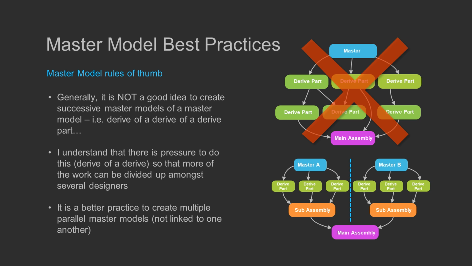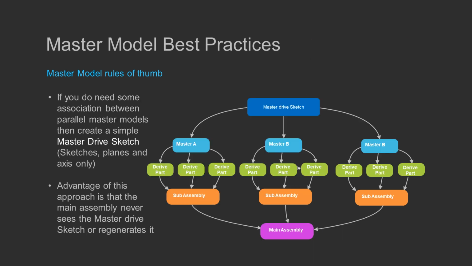But I would suggest that instead of creating a master of a master, that you break it apart into parallel masters that don't have any association with each other. And in many cases you can do this, where you have one part of the product that is driven by a master, and then those derived components are created and put into a subassembly and then the main assembly. And you can do likewise with multiple other parts of the product that are driven by their own masters.